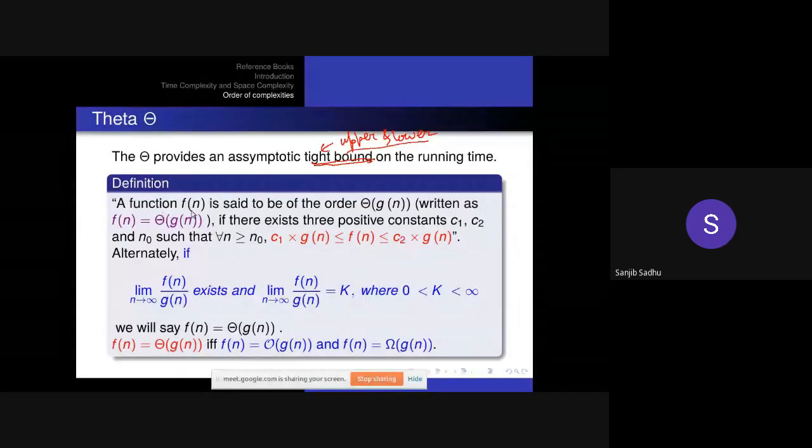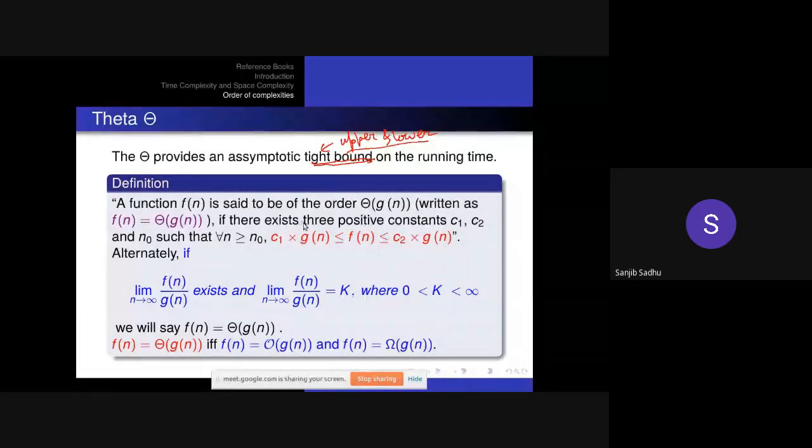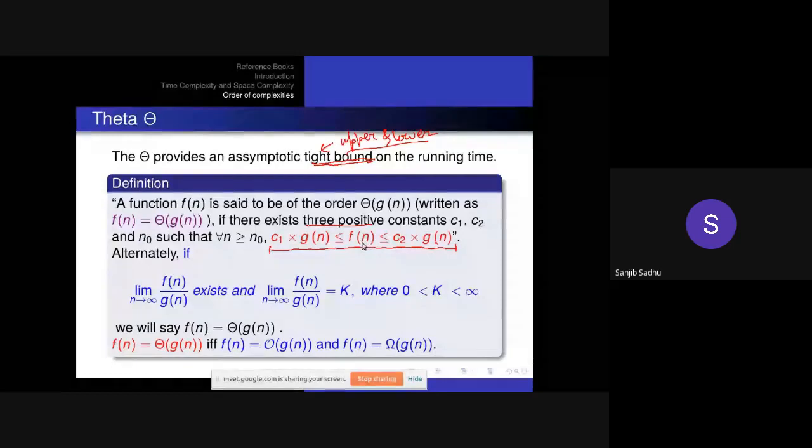Here you see a function f(n) is said to be theta of g(n), written as f(n) is theta of g(n), if there exist three positive constants c1, c2, and n naught, such that for all values of n greater than or equal to n naught, we have c1 times g(n) less than or equal to f(n), which is less than or equal to c2 times g(n). You see, both the functions here are g(n); they should be the same, otherwise it is not theta of g(n).